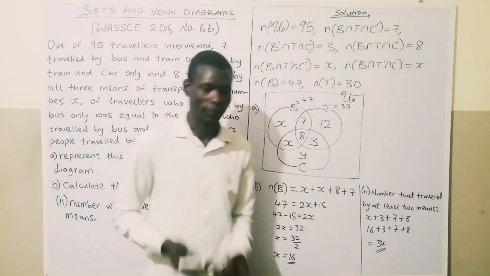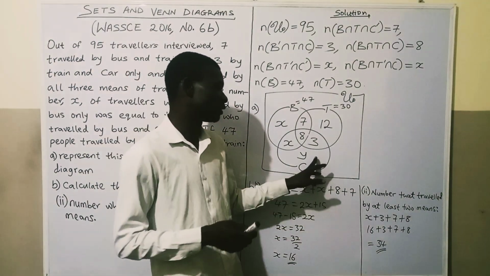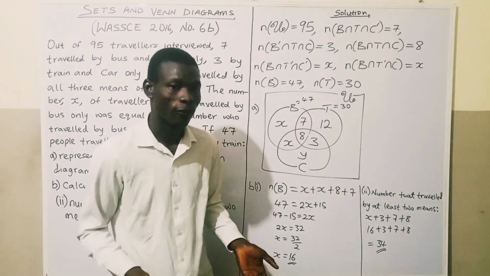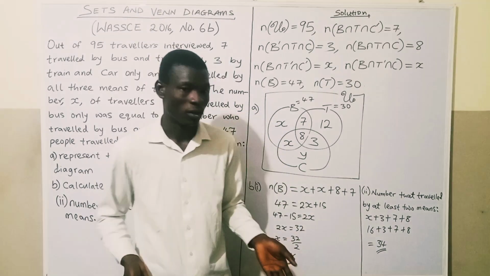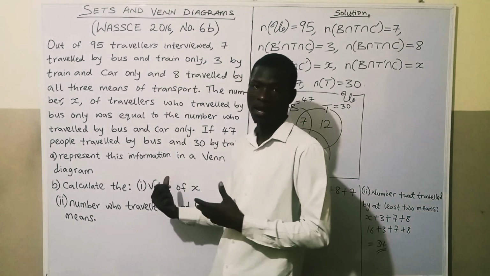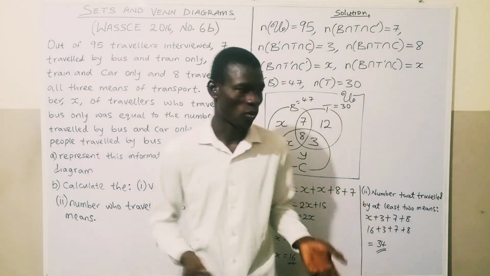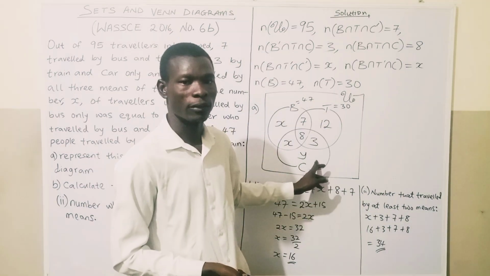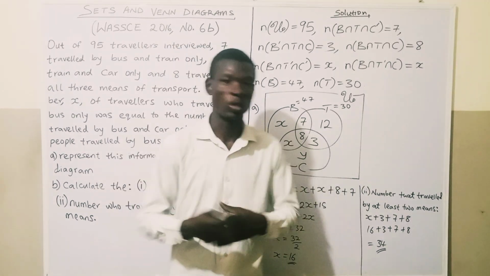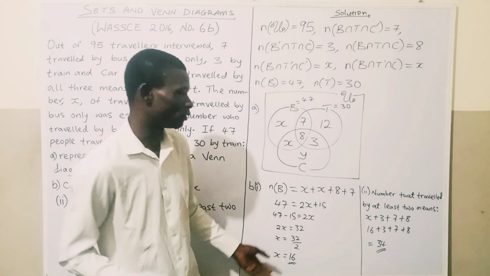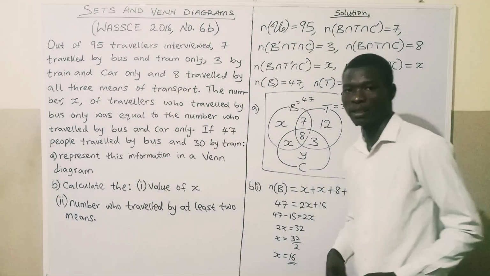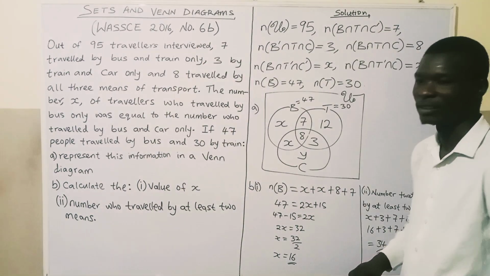So by this question, the number who traveled by at least 2 means is 34. Of course, we can see that we have not gotten the value of y. We could have gotten the value for y on our own. But because the question from this WASSCE 2016 was silent on y, we were not asked to look for the number that traveled by car only. It was silent on it, so we don't need to disturb ourselves looking for the value of y. So that is the solution to the question, WASSCE 2016, number 6B.